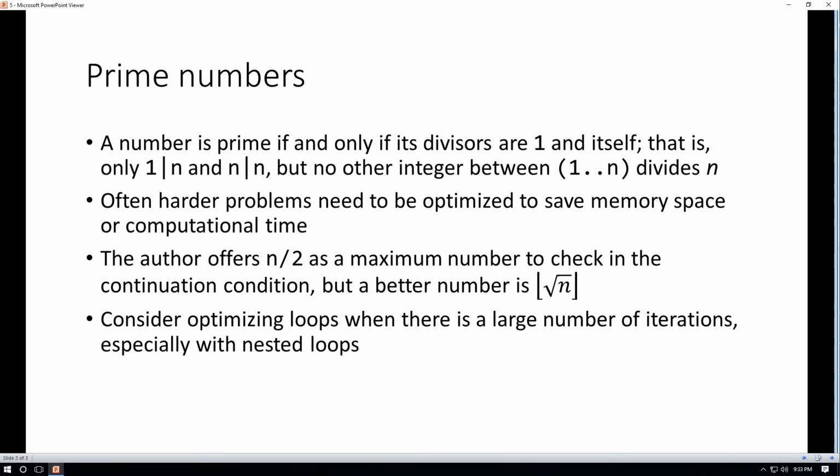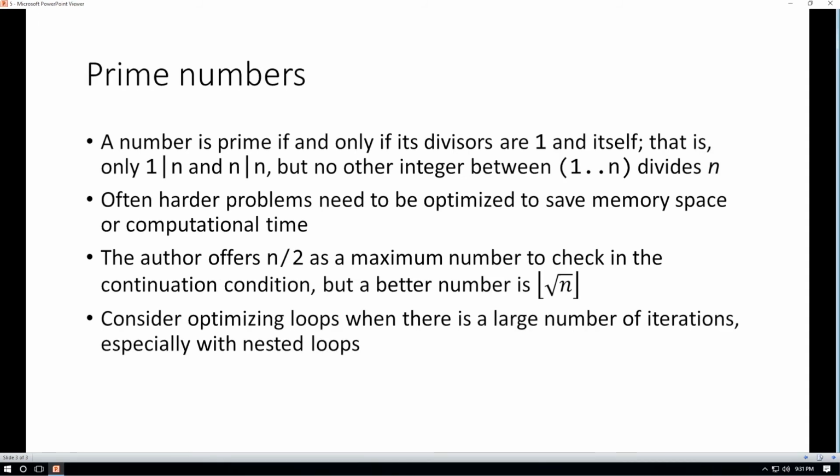We start with the number 2 and we go up to a maximum. The author offers n over 2 as the maximum number to check in the loop. But there's in fact a better number, that is the floor of the square root of n. That slight difference for small numbers would be practically unnoticeable. But for large numbers, this could be an order of millions or billions of iterations.